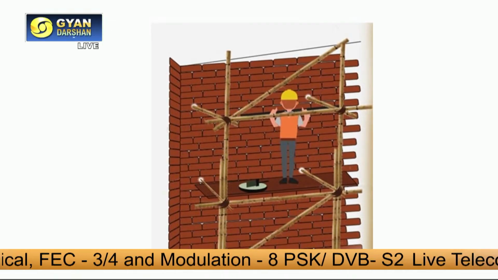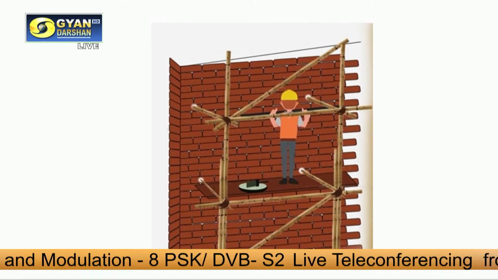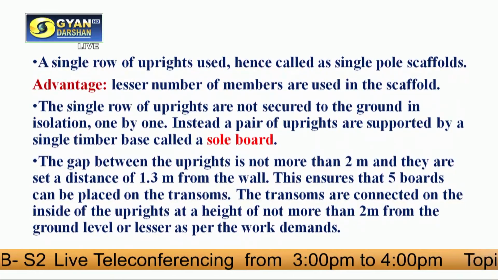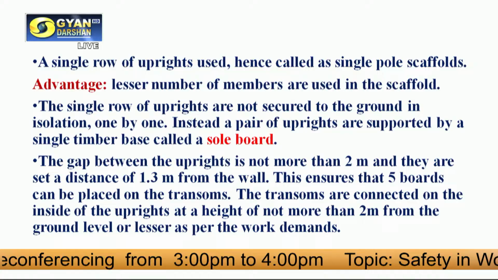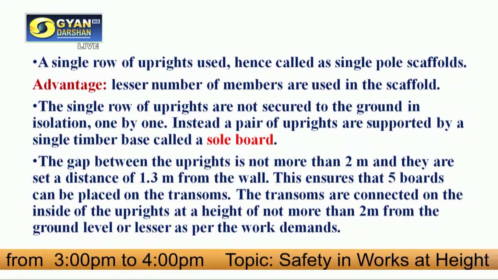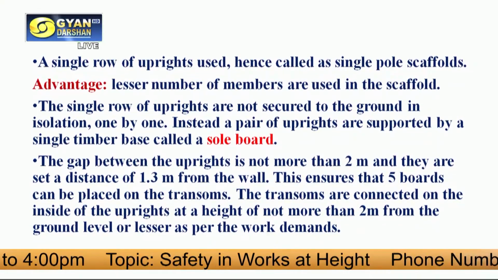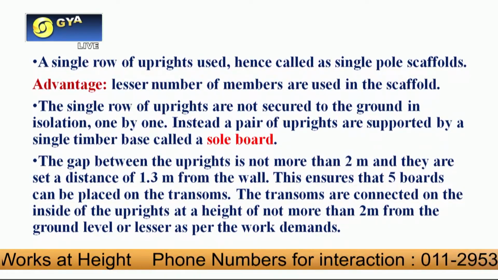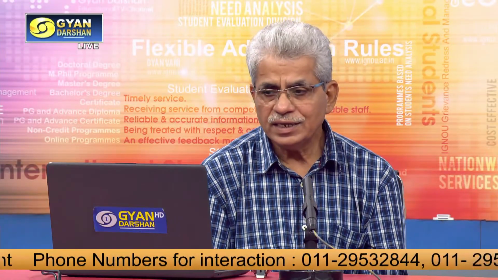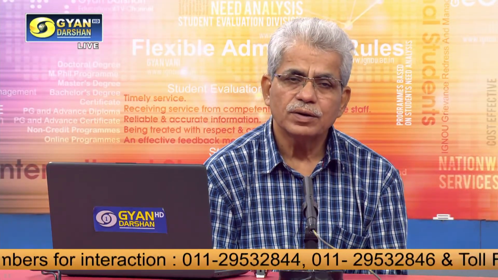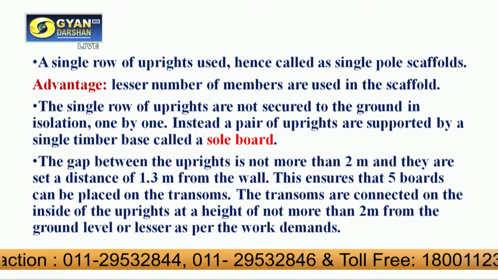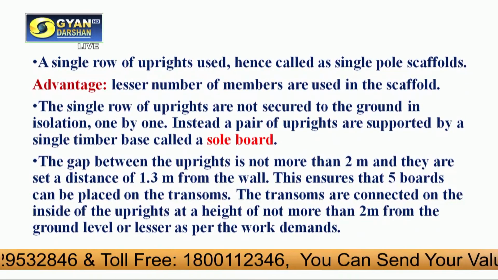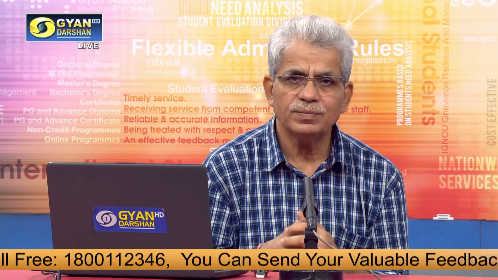A simple scaffold I have shown you, the simplest one you can say. So what are the other characteristics? A single row of uprights is used here, hence it is called single pole scaffold, as I told you. What is the advantage of this type of scaffold? Here the advantage is that you need fewer members, because you get these members for making the scaffold on hire.